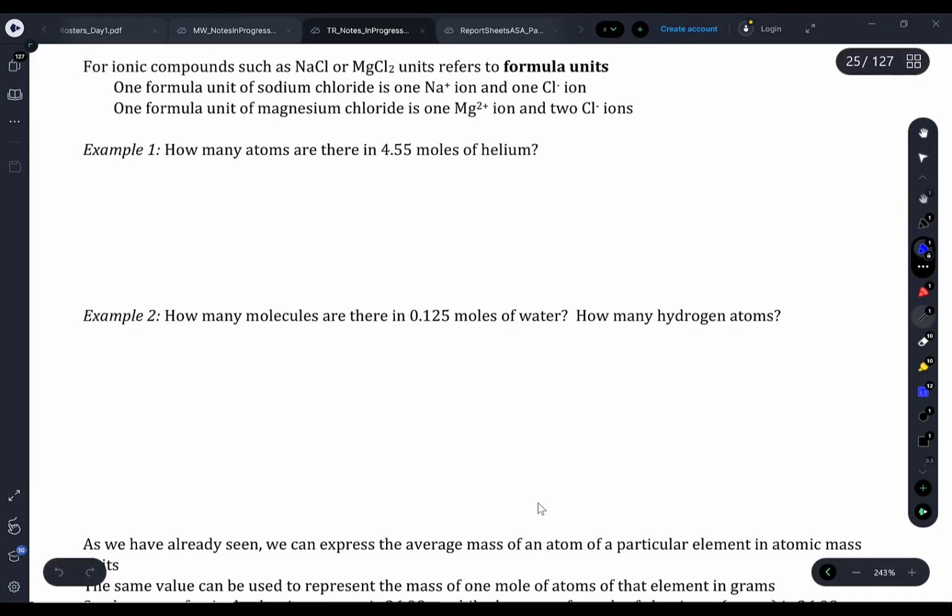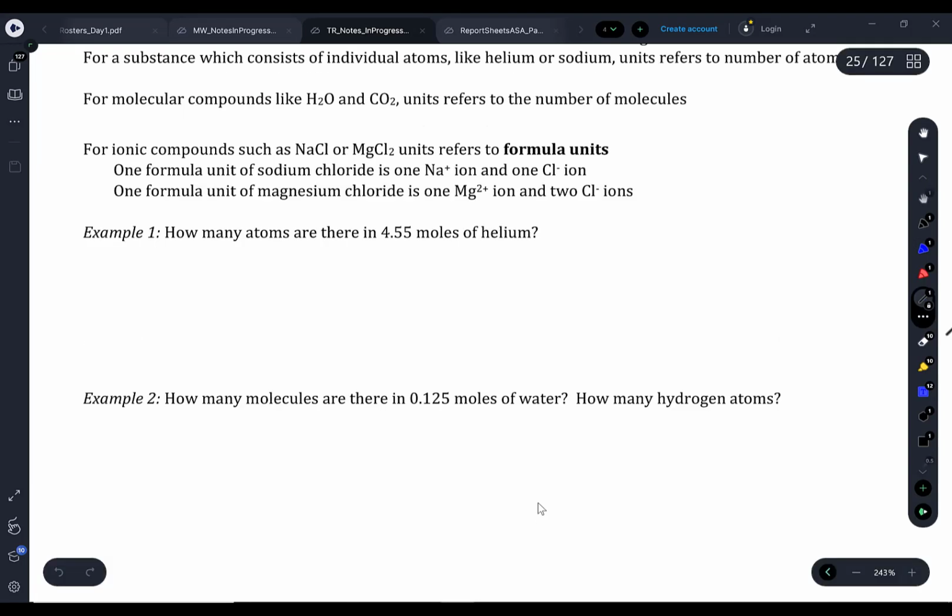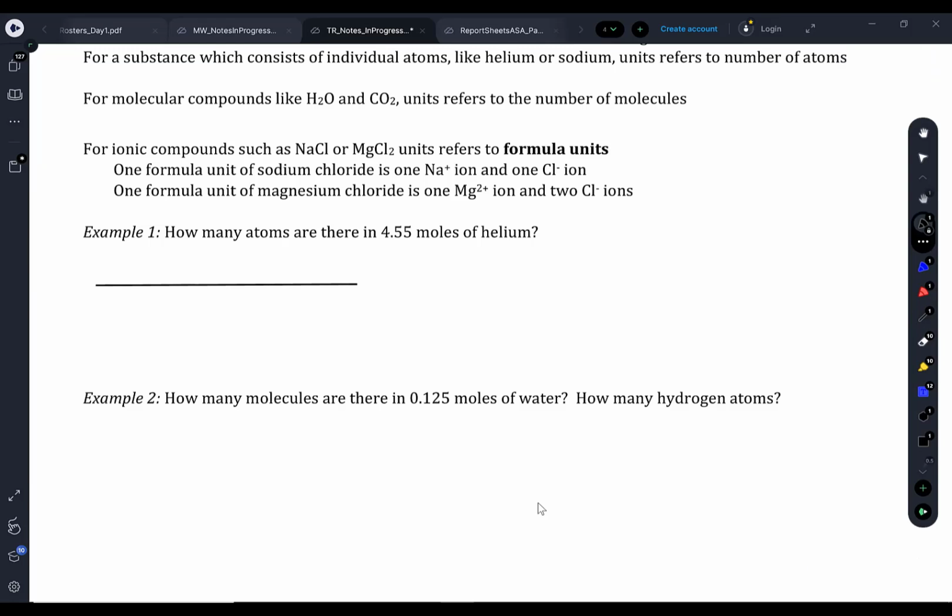So I'm just going to use a train track for solving this. If you are not solid with train tracks, I do have a handout under the handouts page on train tracks. This is just another way of writing a bunch of fractions being multiplied together. So what you're given is 4.55 moles of helium.